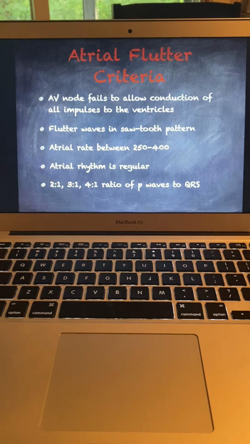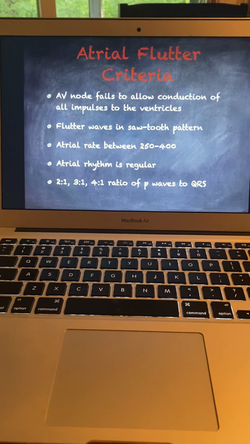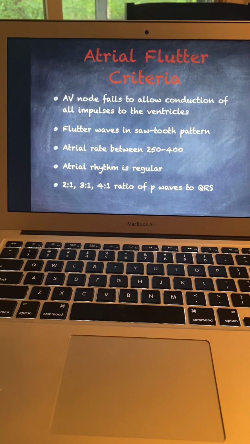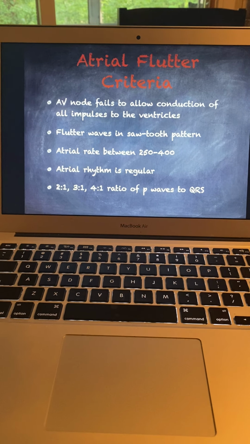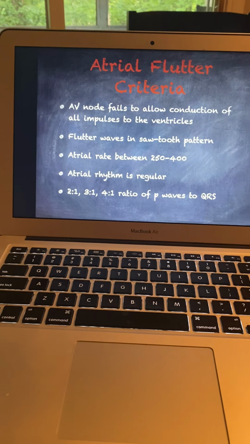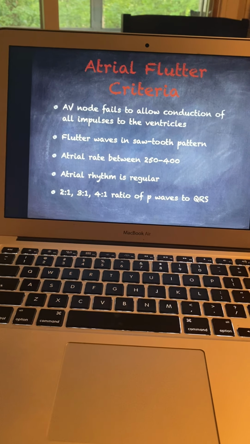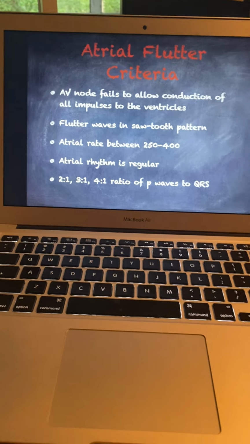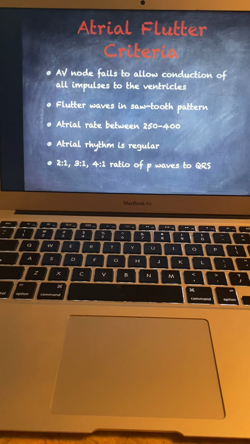So you're going to see flutter waves in a sawtooth pattern. Your atrial rate will be between 250 and 400 beats per minute. Something to think about is that the atrial rate and the rhythm is regular. The last bullet point that I have here is the ratios of the P waves to the QRSs. So you might have a 2-to-1 ratio, meaning you have 2 P waves for every QRS. You could have 3 P waves to every QRS, and you could have 4 P waves to every QRS.